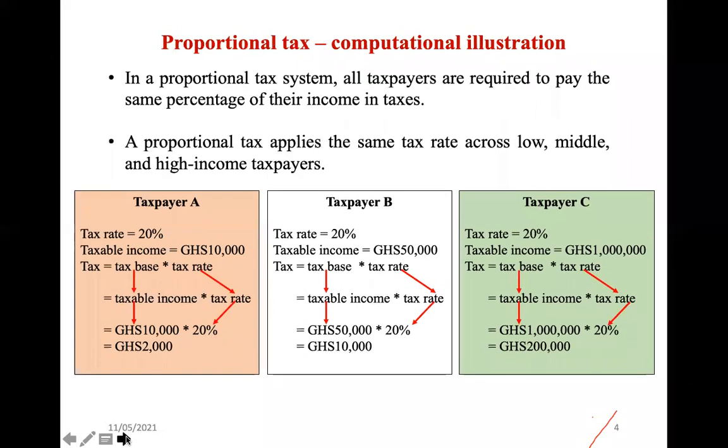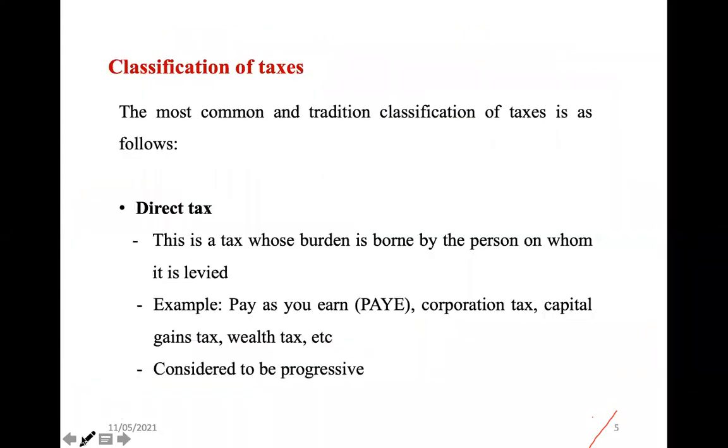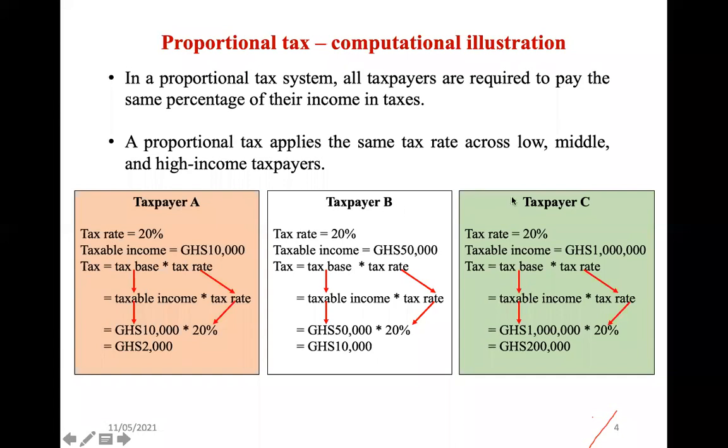And then the last type of tax we talked about is a proportional tax. And for proportional tax, we had said that all the taxpayers pay the same percentage of their income in taxes. The emphasis is on the percentage of income. So the tax rate is the same for all of them. As you can see, the tax rate is 20% for taxpayer A and taxpayer B, as well as taxpayer C, even though their incomes vary.